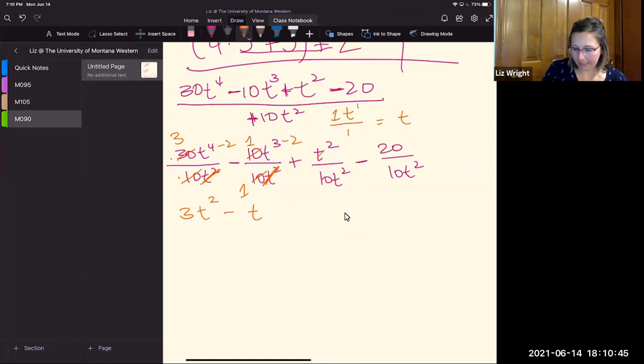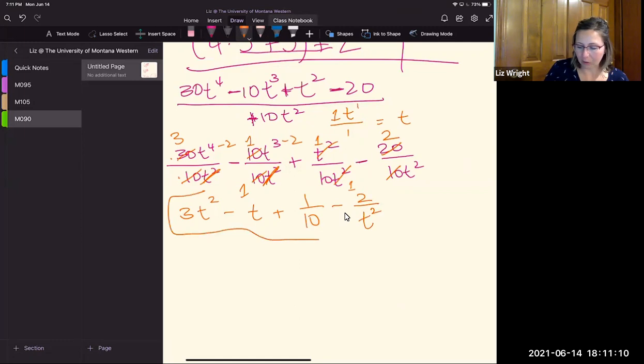And then my t squareds over t squareds are going to cancel off, but what's left in the numerator? A 0 or a 1? And it should be a 1, because t squared over t squared is 1. So I'm going to get plus 1 over 10. And then our last one, let's take that 10 off. That becomes a 2 in the numerator. And it's going to be minus 2 over t squared. And that, my friends, is your final answer.